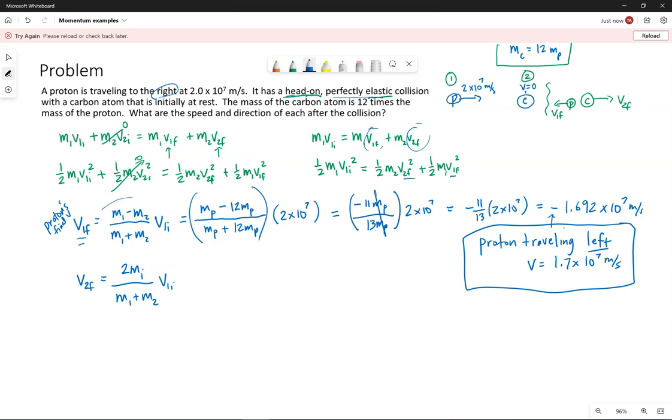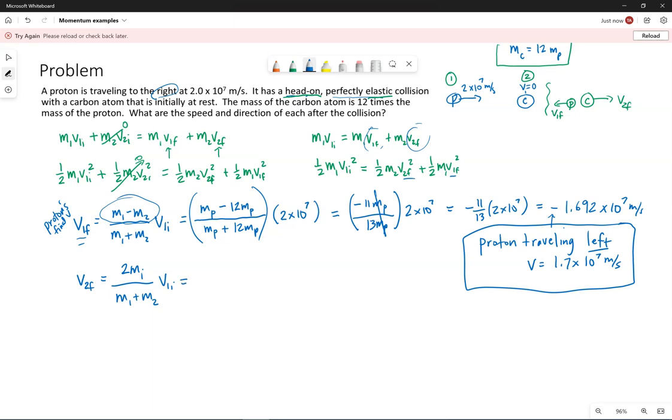Now, left, simply because of the numerator in our equation for V1 final: if the second object, the one that starts at rest, is more massive than the first object, the first object will always bounce off and head back opposite its original direction.